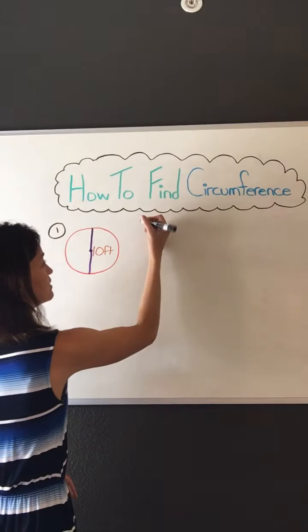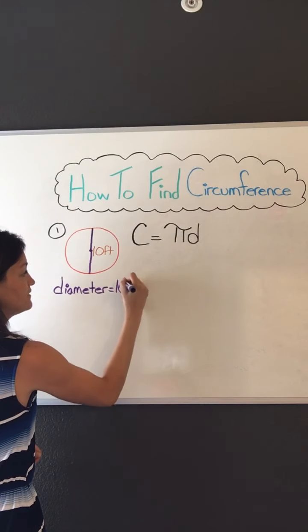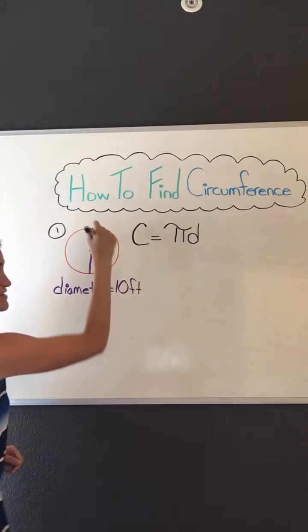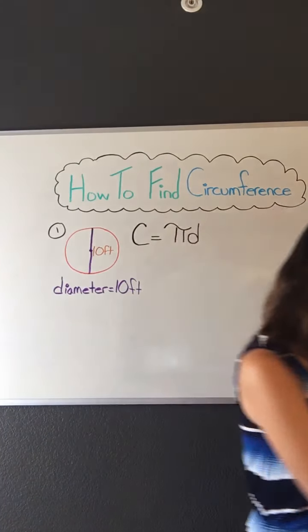So in this particular problem, since it's a full straight line through, this is our diameter. So I always like to write everything out just to make sure that I'm aware. So diameter in this problem is 10 feet, and we know that because they gave it to us, and hopefully we have prior knowledge that that's the diameter, okay?